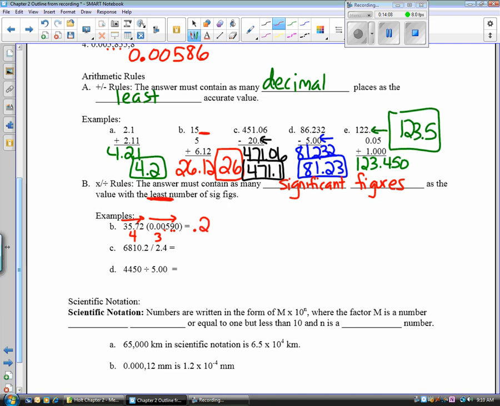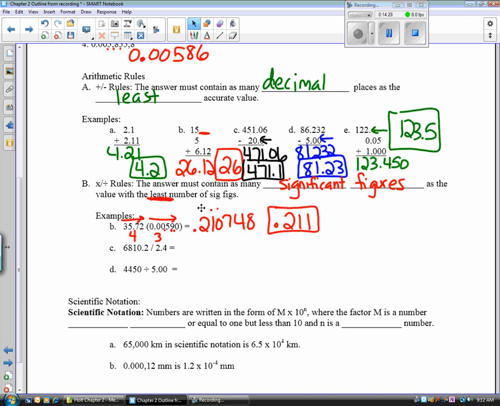So even though the calculator says 0.210748, for significant figures, I had 4 and I had 3, so I can only take the first 3 significant figures. So my answer is 0.211.